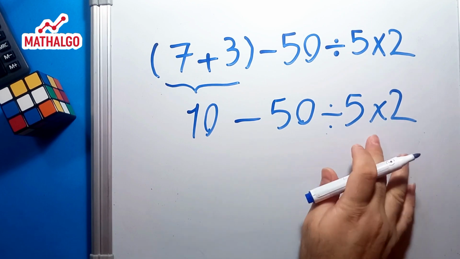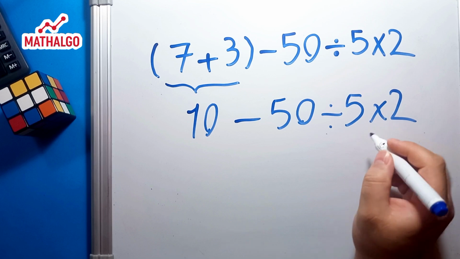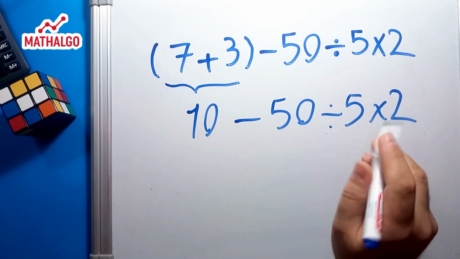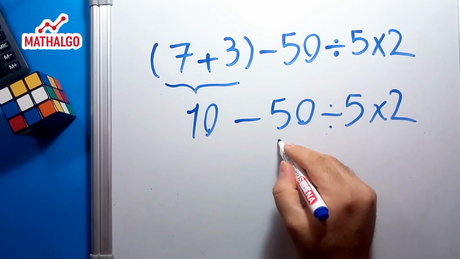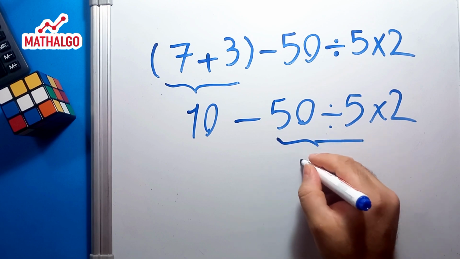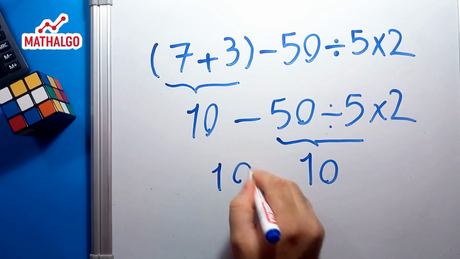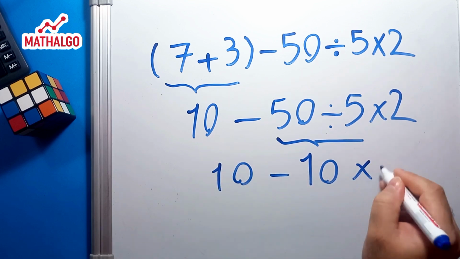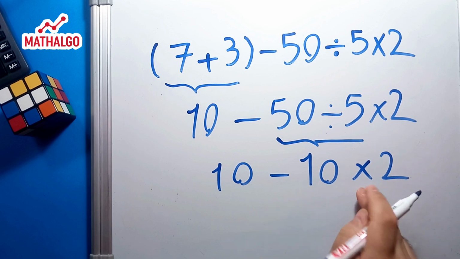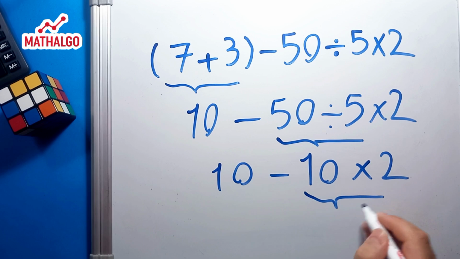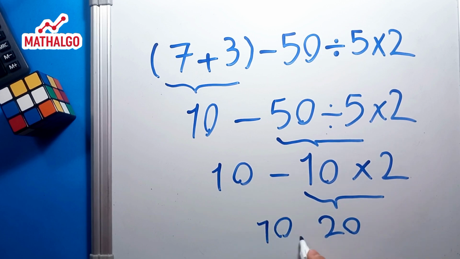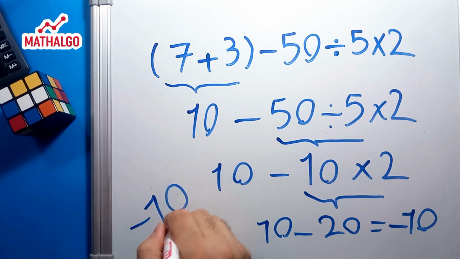Next, we focus on multiplication and division, which are done from left to right. So first, we divide. 50 divided by 5 equals 10. Now the expression becomes 10 minus 10 times 2. Then multiply. 10 times 2 equals 20. Finally, subtract. 10 minus 20 equals negative 10. So the correct answer is negative 10.